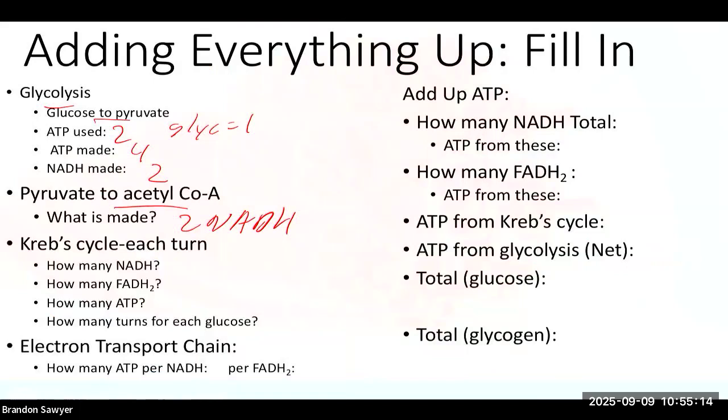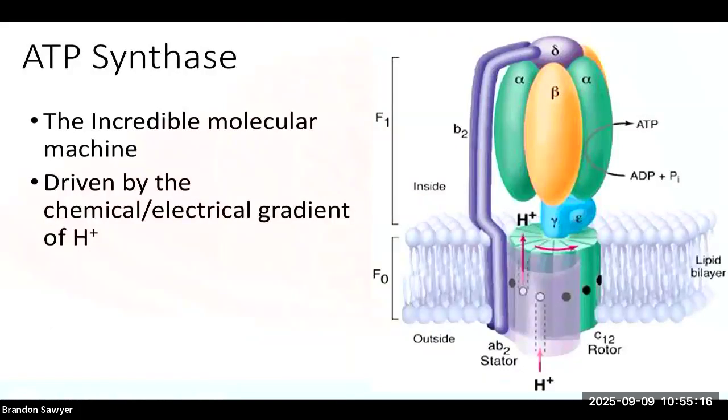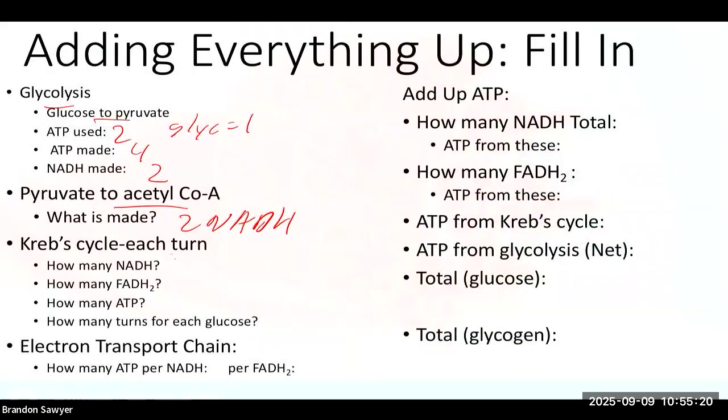So we have the Krebs cycle, each turn. How many NADHs each turn? 3. How many FADH2s? 1. And then the number of ATP we make, just 1 each turn. So we have 2 of these, so we're just multiplying all these by 2. Those little ratios I gave you: NADH gives us 2.5 ATP per NADH. FADH2 gives us 1.5.